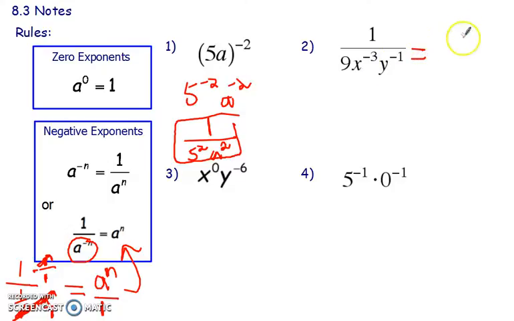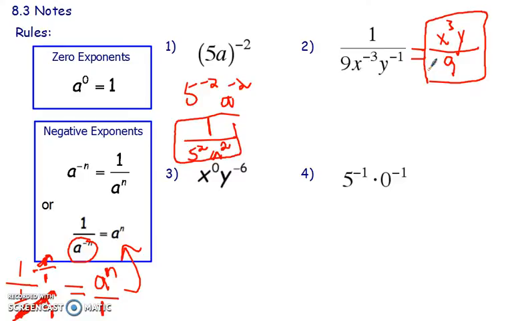I can take my y and I'm going to move it up top, y to the first in the numerator. X to the third is also to a negative exponent, so I'm going to move it to the numerator. Now be careful, often people confuse this. 9 is not to the negative third. 9 is not to a negative exponent. It needs to stay in the denominator. And that would be our final answer.